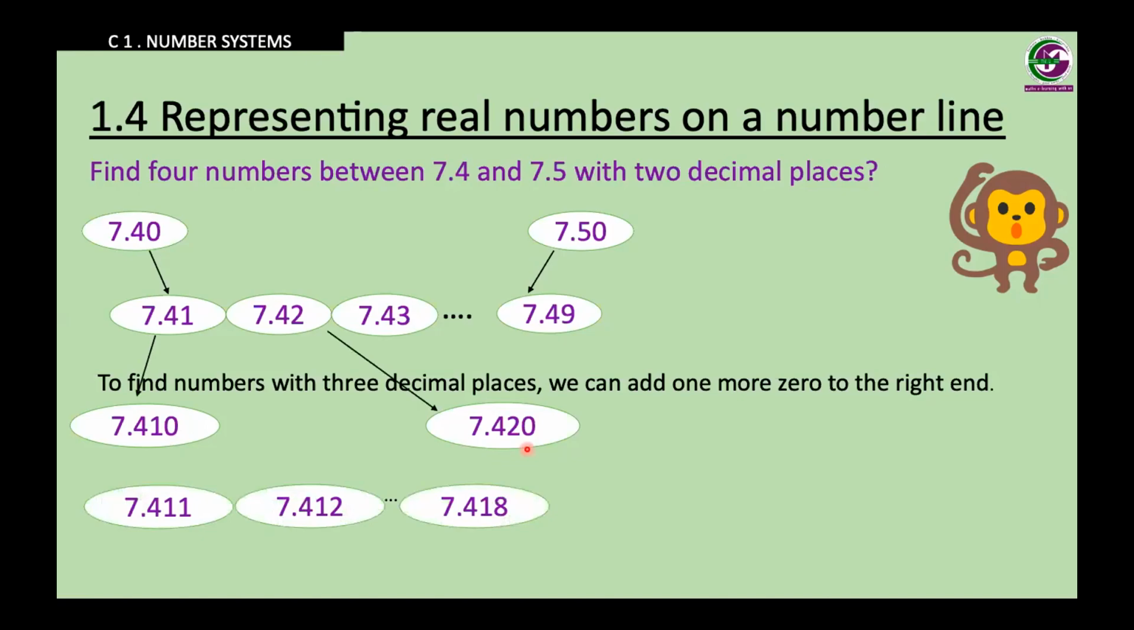Now after 410, it is 411. So how do we write? 7.411, 7.412, and until 7.418, 7.419, and then 7.420. So before 420, you can write any of these 9 numbers. Is that perfect? Great.